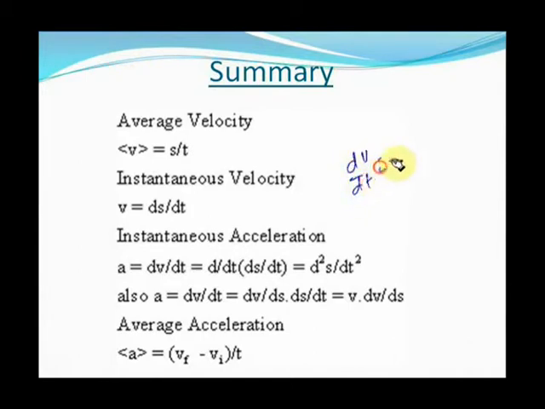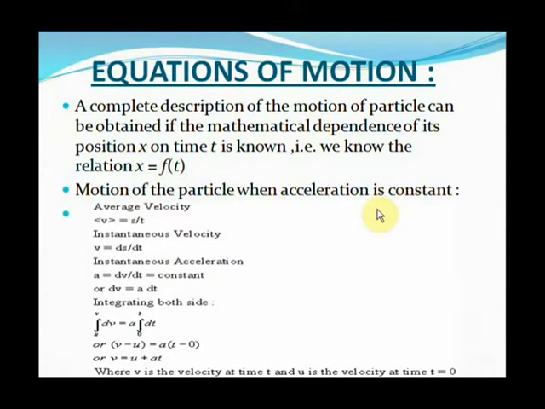Also we can write dv by dt as dv by ds into ds by dt, and we know that ds by dt is nothing but v. So acceleration can also be defined as v into dv by ds. Now average acceleration was v final minus v initial by t, where v final is the final velocity, v initial is the initial velocity, and t is the time interval.